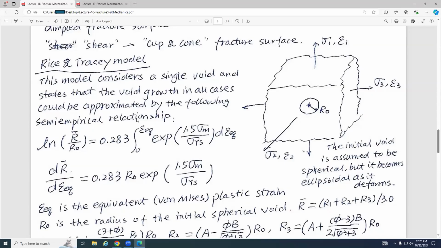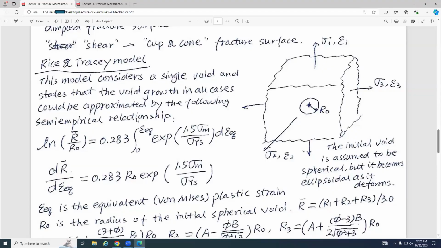The R bar is the radius after you apply loading conditions, and so this void grows, okay? Why do we have R bar here? Because this is a void at the very beginning, and we just assume this void has a uniform radius, the same geometry in all directions.